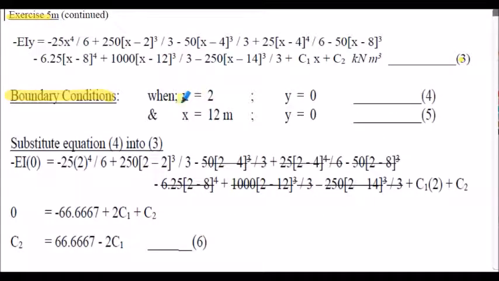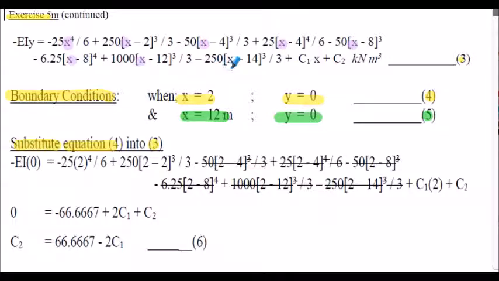So when x is equal to 2, y is equal to 0. When x is equal to 12, y is equal to 0. Called them equations 4 and 5 respectively. If we now substitute equation 4 into 3 above, wherever we see an x, we will now put the value of 2. So there will be a value of 2 go into all these x locations in our equation.